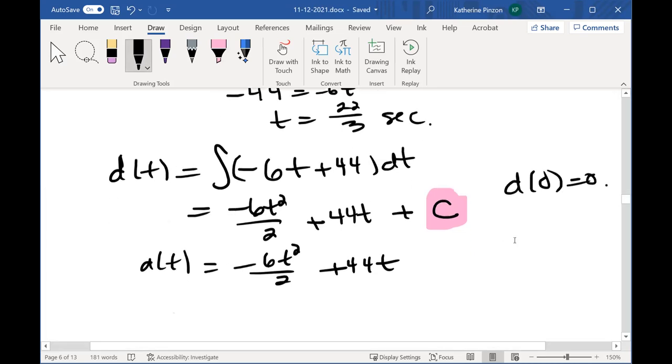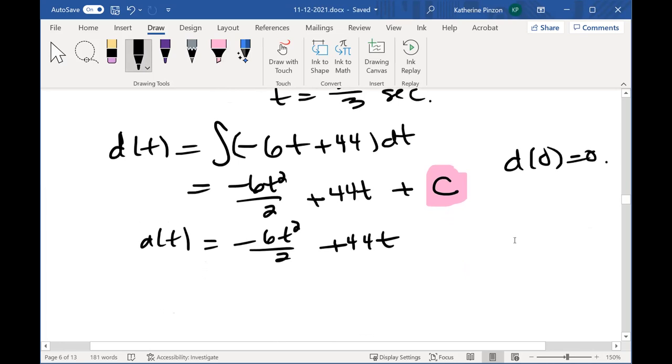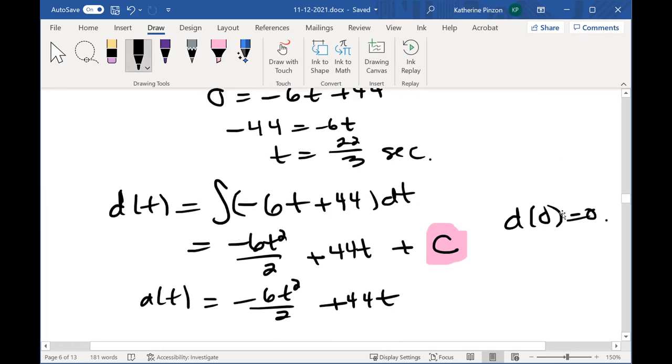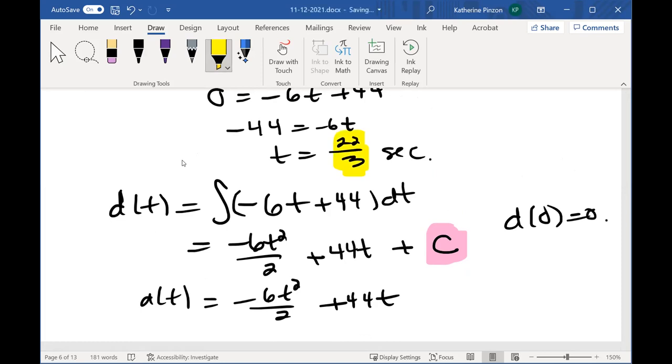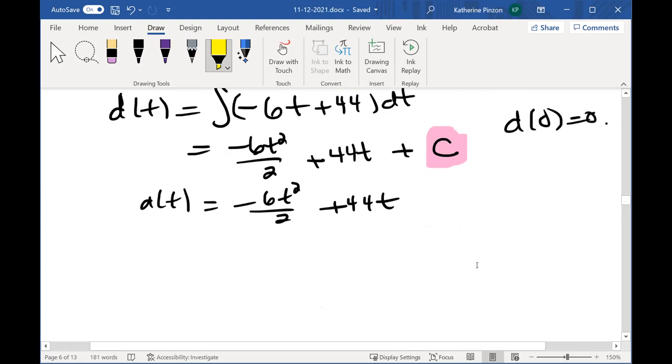Okay, so if I want to find the total distance traveled, I take the time, which was 22 over 3 seconds, and I plug it into the distance formula for t. I can only do this because it's doing the same thing the whole time, right? It's always going forward. It's not going backwards at all. The velocity is never negative. Otherwise, I might need an absolute value, but this guy's always going forward.